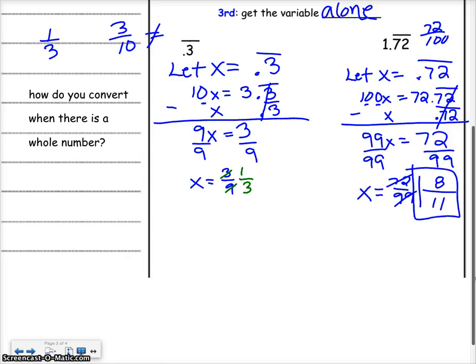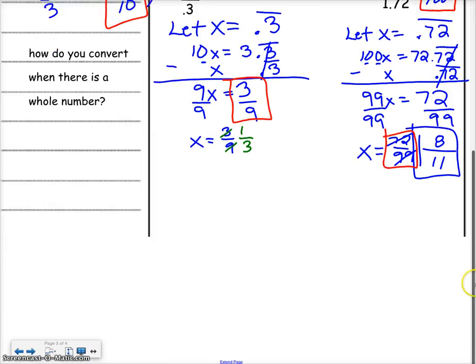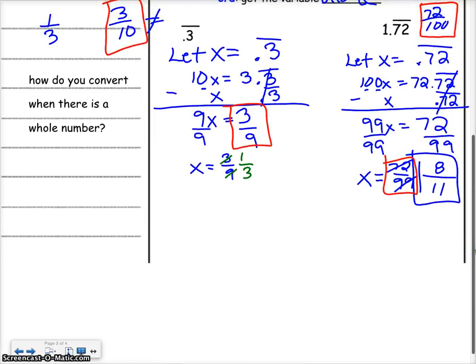Now I want you to stop for a second and try to see a pattern that happened. Think about the patterns that I'm noticing. I have one number repeating, I have 1 9 on the bottom. I have 2 numbers repeating, 72, 72, 72, 72. There are 2 numbers repeating. I have 2 9s on the bottom. So if I had 0.5 repeating, how many numbers are repeating? One number. So it's going to go over 1 9. You put the number over 9.